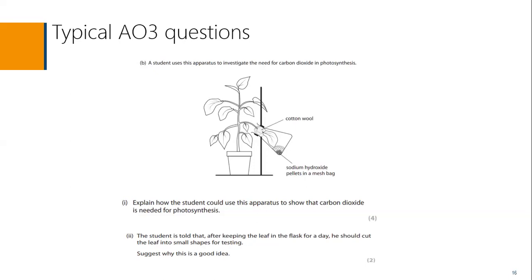Now, this question gives an experimental situation. It asks students to explain how they could use this apparatus to show that carbon dioxide is needed for photosynthesis. The first part, because it's explain, is AO2. But the second part, which asks students why it's a good idea to cut the leaf into small shapes for testing, is AO3, because it is looking at the idea of reliability. You can repeat it with similar patterns. So we're going to have a look at a couple of questions.